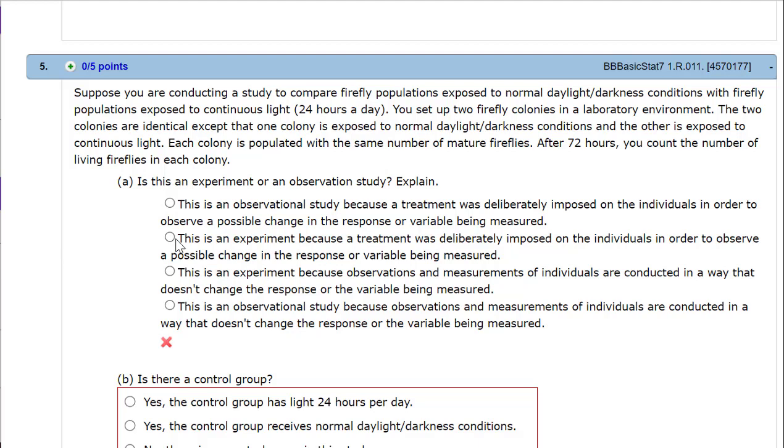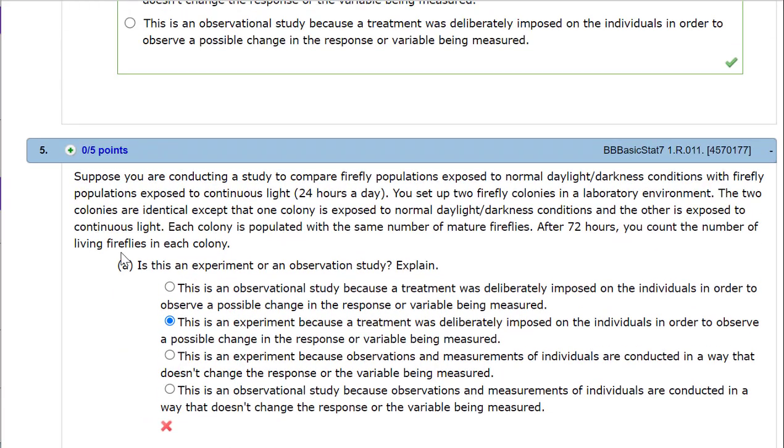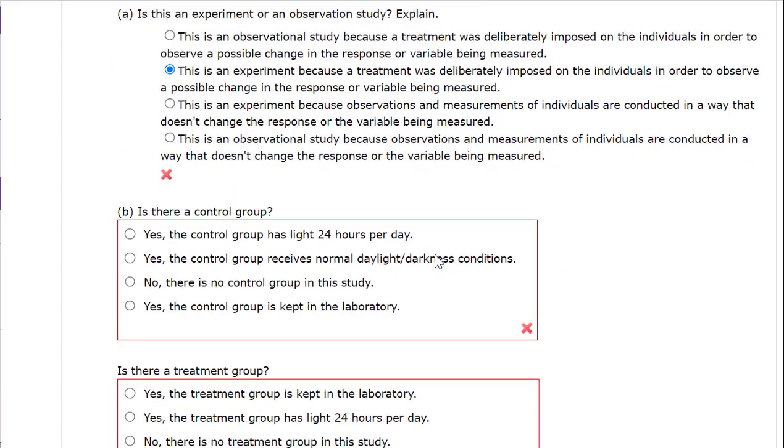So we're going to say this is an experiment because a treatment was deliberately imposed on the individuals in order to observe a possible change in the response to the variable being measured. Is there a control group? Well, let's see. We have normal daylight and darkness conditions, and that's typically the control group right there. Okay, that's your control group.